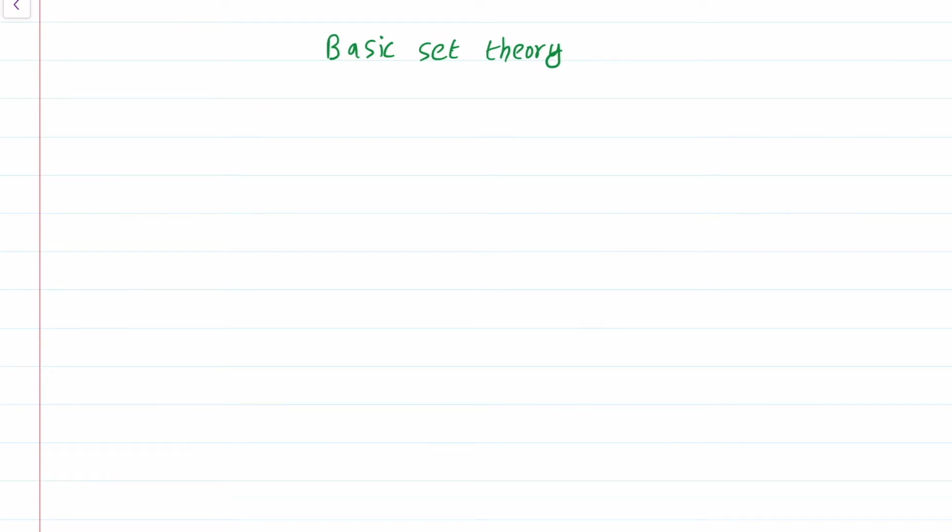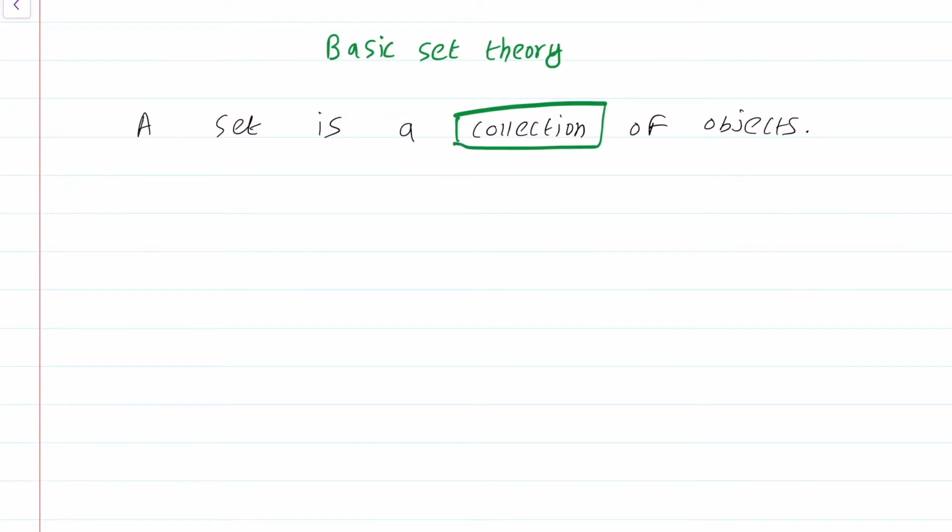So, what is a set? A set is a collection of objects. This raises several questions because certain terms in this definition are not defined. For instance, what is a collection? What is an object?